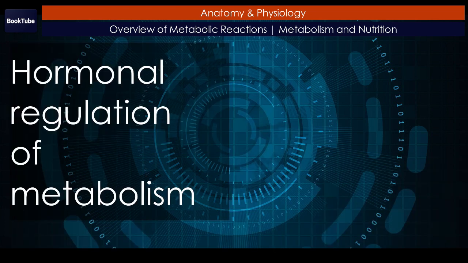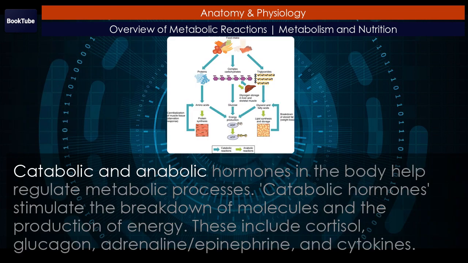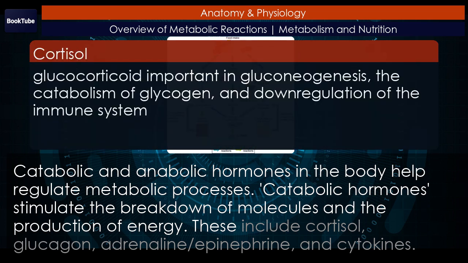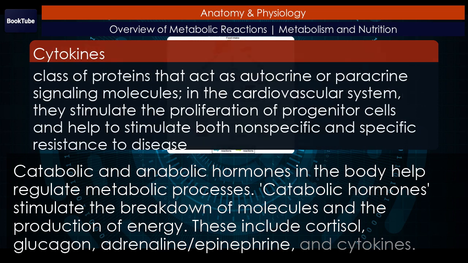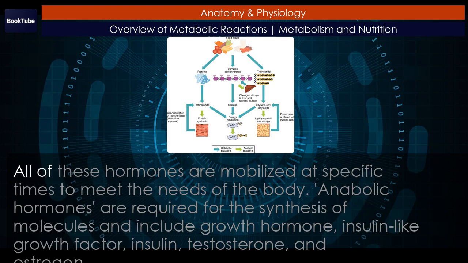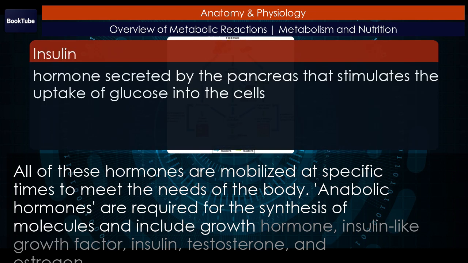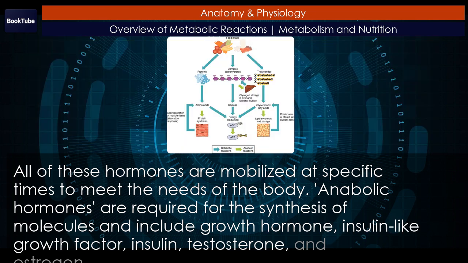Hormonal regulation of metabolism. Catabolic and anabolic hormones in the body help regulate metabolic processes. Catabolic hormones stimulate the breakdown of molecules and the production of energy. These include cortisol, glucagon, adrenaline, epinephrine, and cytokines. All of these hormones are mobilized at specific times to meet the needs of the body. Anabolic hormones are required for the synthesis of molecules and include growth hormone, insulin-like growth factor, insulin, testosterone, and estrogen.